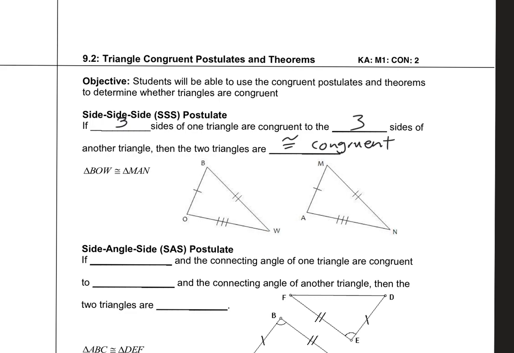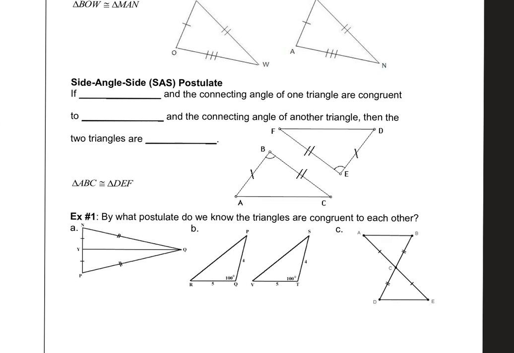We have another way. We also have side angle side. So this one says if two sides and the connecting angle of one triangle are congruent. What do I mean by connecting angle? So here are these two sides and the angle that connects them. Two sides and the connecting angle of another triangle, then the two triangles are congruent.